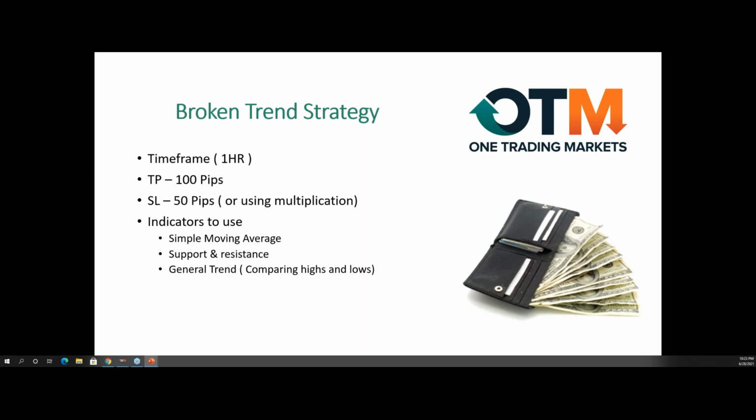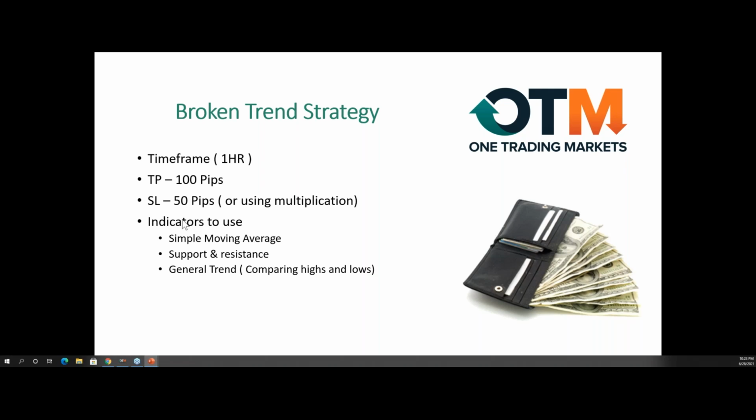Multiplication, we will discuss it now in the third strategy. It's not a strategy, it's a methodology to manage your orders. But for now, keep it 100 take profit, 50 stop loss. And when I explain the multiplication, you will know why it's better to have the multiplication to manage your orders.